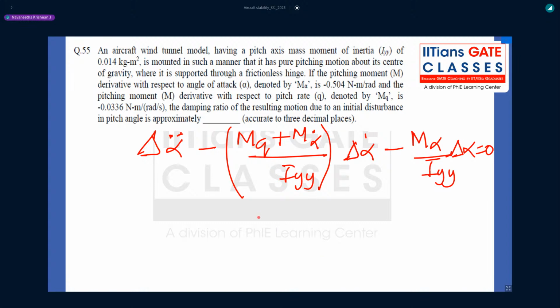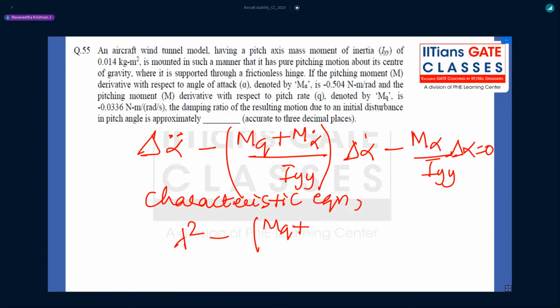In this, if I write it in the form of the characteristic equation, the equation becomes lambda square minus (mq plus m alpha dot) by Iyy into lambda minus m alpha by Iyy equal to 0.